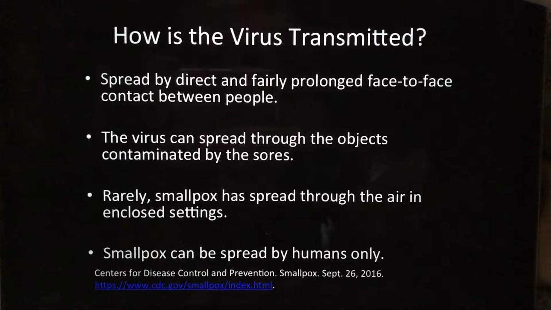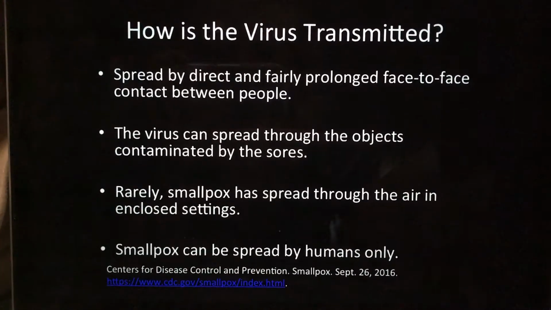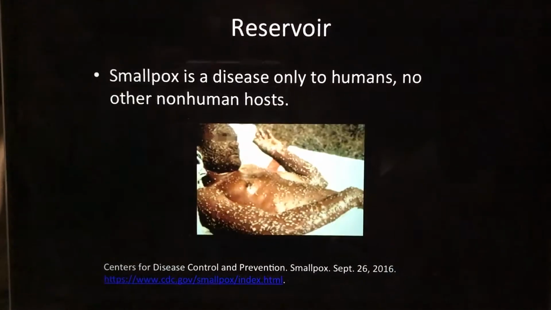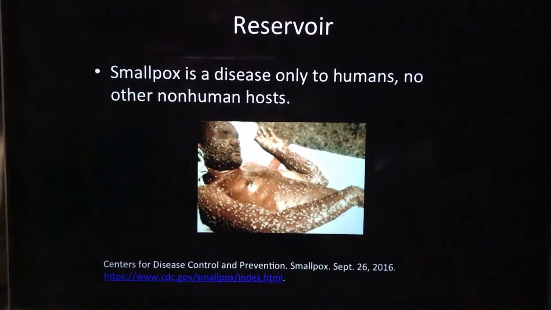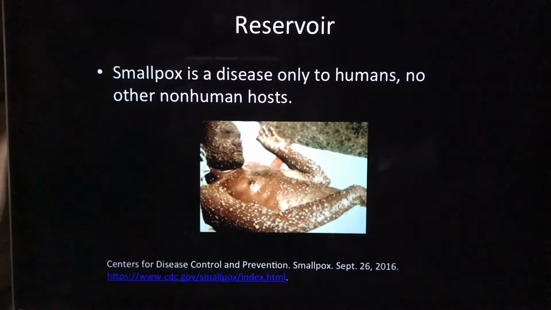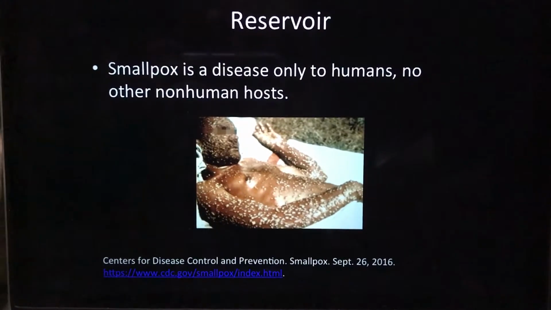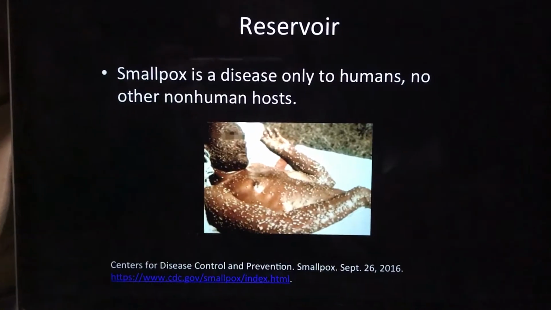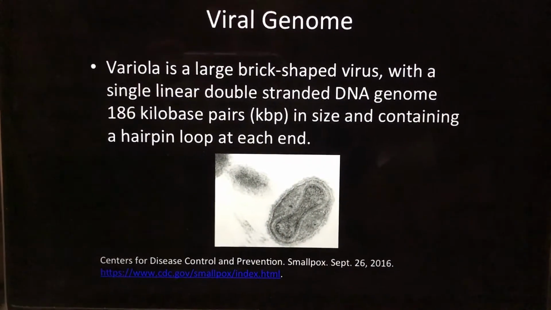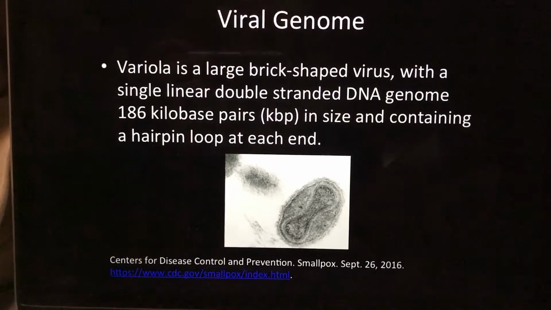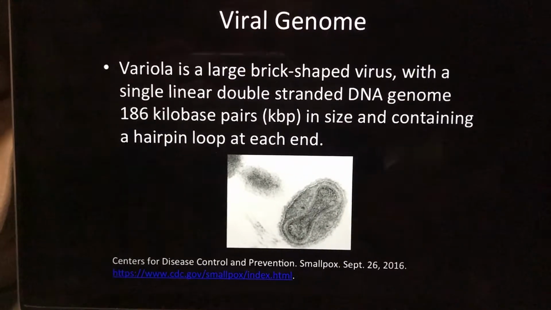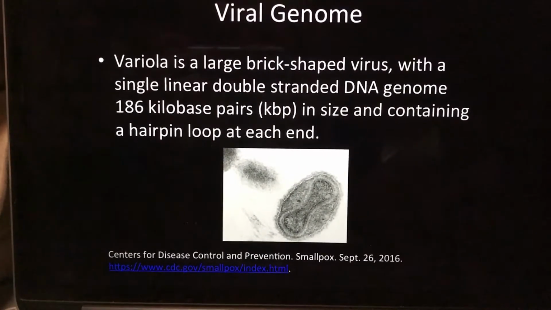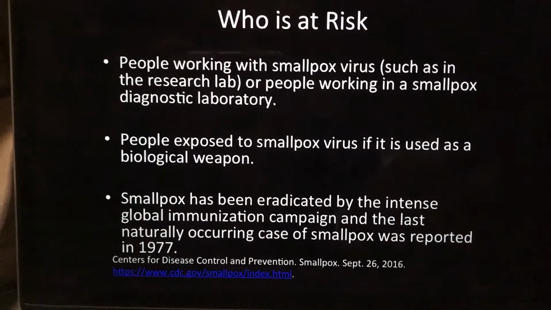It's rarely been shown that smallpox was spread through the air of enclosed settings, and smallpox can only be spread by humans. This is because humans are the only reservoir for smallpox disease. There are no other non-human hosts, which is why we were able to eradicate this disease. Variola is a large brick-shaped virus with a single linear double-stranded DNA genome. You can see a picture of it here.